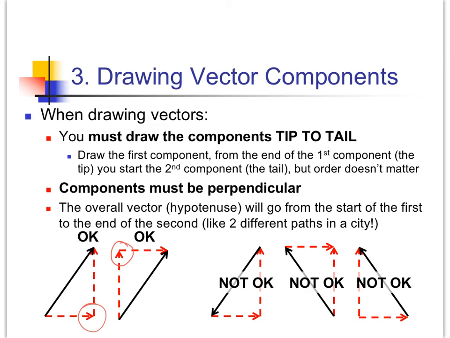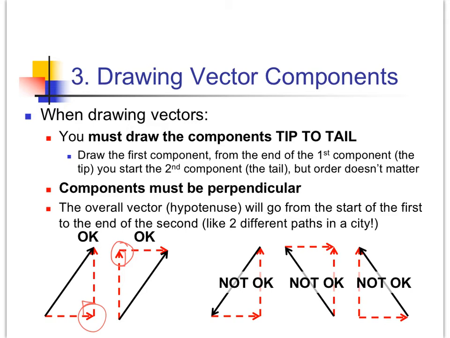Second, we always want to make sure that these components are perpendicular. We're always breaking it into horizontal and vertical, so our two components should always be perpendicular. And lastly, we want to make sure that the direction of the hypotenuse of that overall vector matches the directions of our components. So this vector is going to the right and up, which means we have a right component and an up component. No matter how we draw it, we need a right component and an up component.